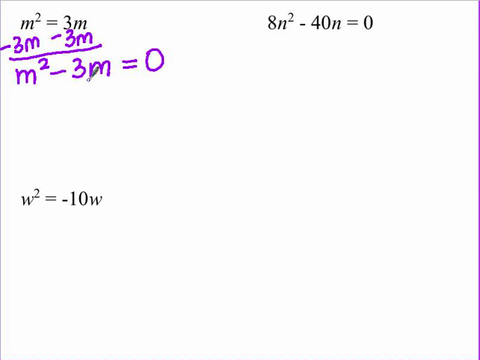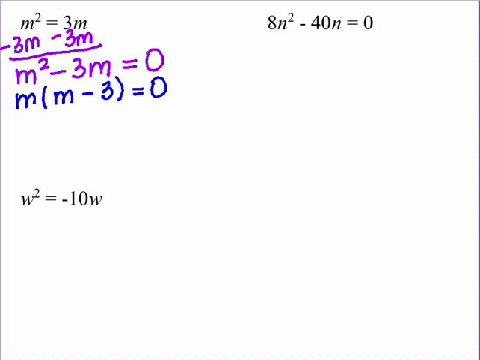So I'm going to go back to the very first slide of this lesson. And I looked for something in common between those two terms. What's in common between these two terms? M. So I'm going to go ahead and factor an m out. So if I take an m from m squared, it leaves me with an m minus 3 equals 0.